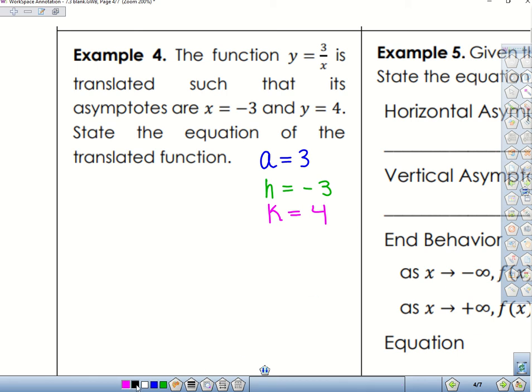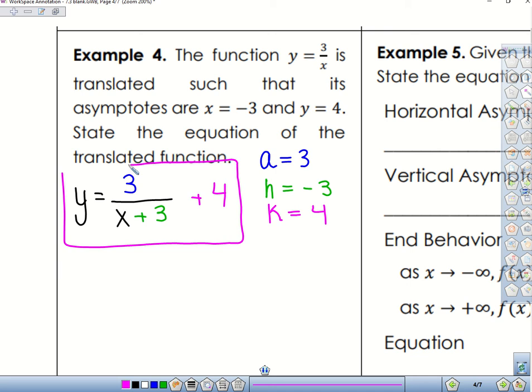Alright, so now we're going to set up our equation. It's going to be y equals a over x, and if your h is negative, it's going to be plus h, plus 4.